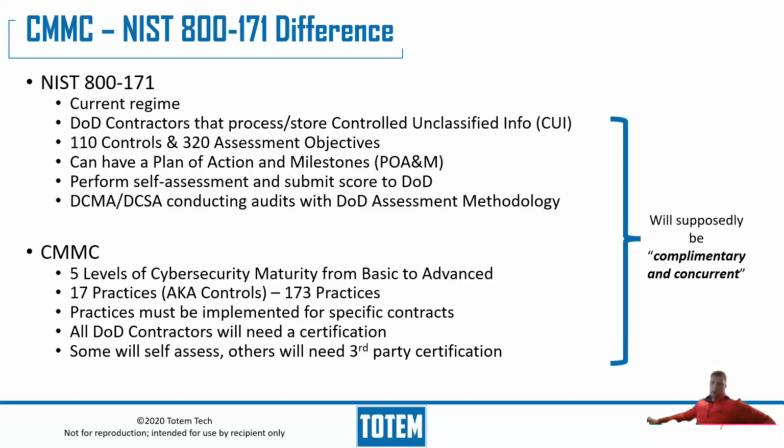And so that's NIST 800-171. Now, transitioning into CMMC, this is a little bit different. This says that there are 5 levels of cybersecurity maturity. As of 2 weeks ago, there are now 3 levels. And we're going to go through those changes.